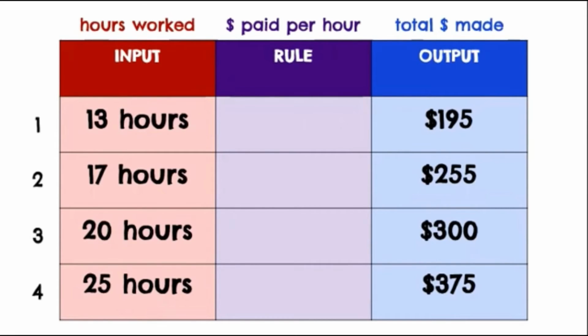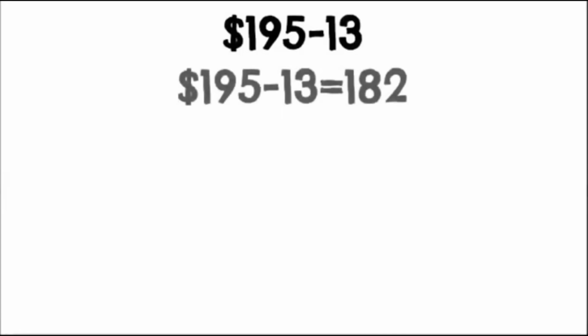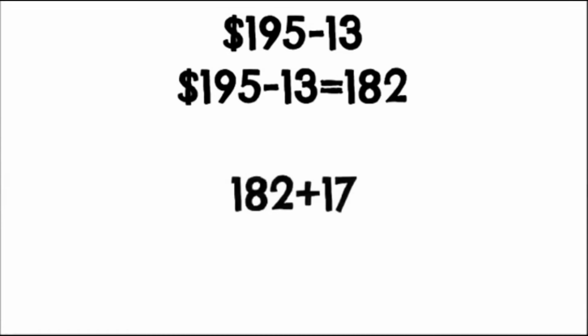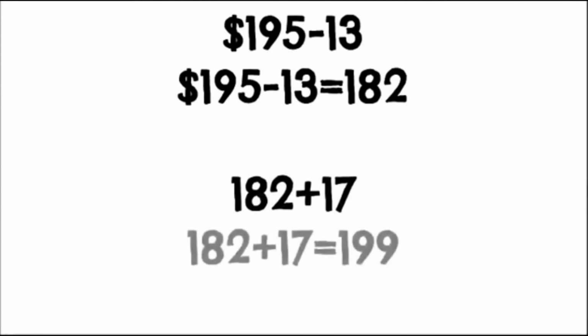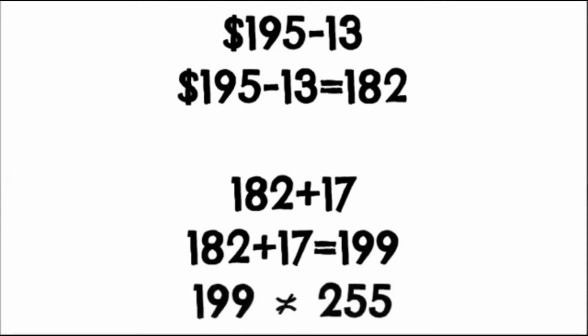To do this, we would actually have to subtract our input from our output. So $195 minus 13 is 182. Now, let's see if we can add 182 to the second input to get the second output. So our output was 182 and our input was 117. When we add those two together, we get 199. But our output is supposed to be 255. So that means our rule must be multiplication. So let's try it and make sure.